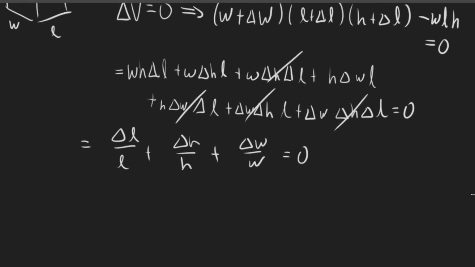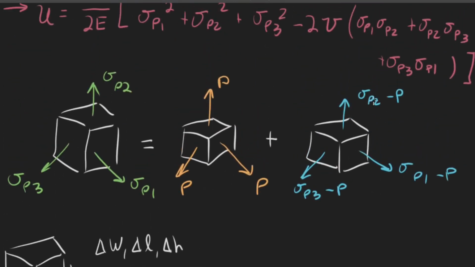And if we take the limit as these deltas all go to 0, then it's just going to be the exact strain. So this is strain. I'm going to switch now from LHW to just our P1, P2, P3 directions, since we're eventually going to plug that in. So we have epsilon P1 plus epsilon P2 plus epsilon P3 has to equal 0. And remember, this is for the distortion component.